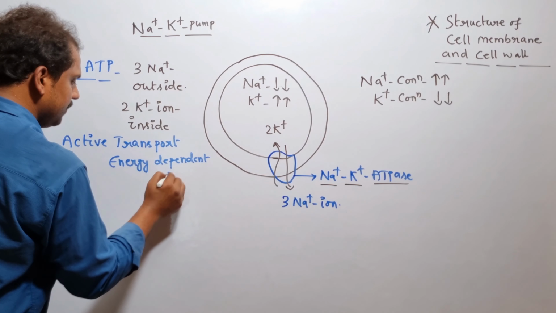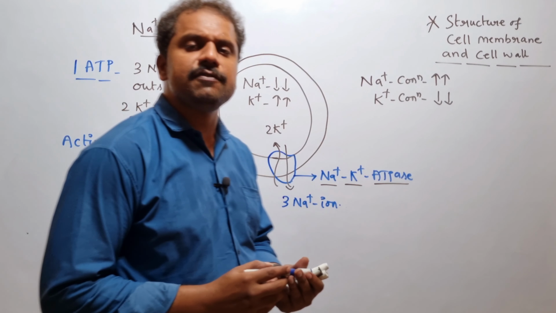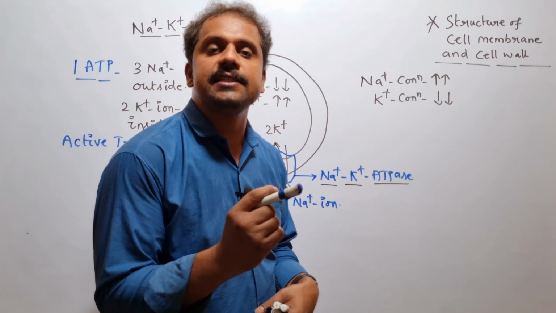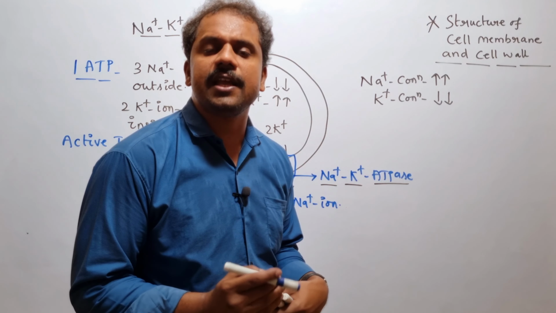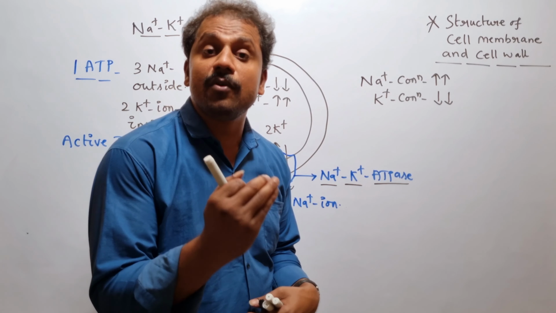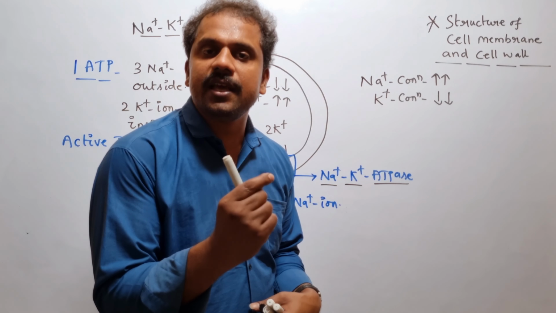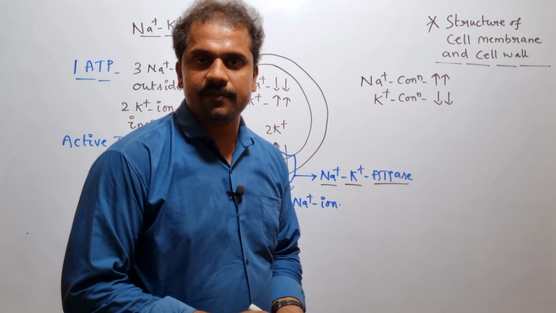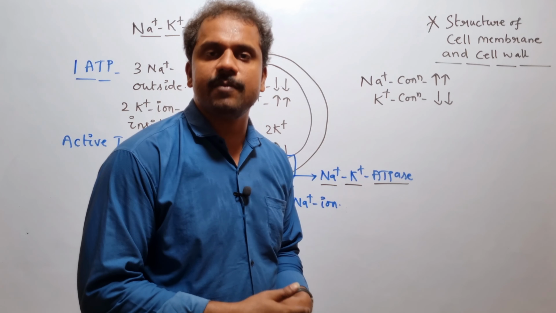In case of passive process, the successful passage of solutes takes place from higher concentration to lower concentration. So the reason why it is termed as what? Energy independent process. But in case of active transport, the successful passage of solutes or ions takes place from lower concentration to higher concentration, that means against the concentration gradient. So the reason why active transport is an energy dependent process. Is it clear? So this is regarding the structure of cell membrane or plasma membrane in detail.